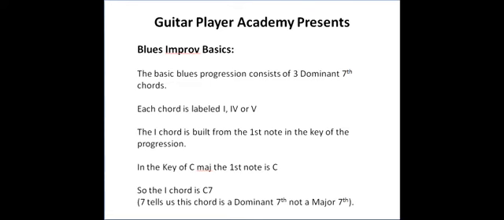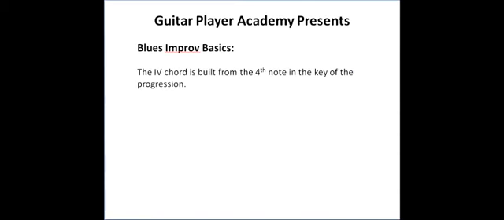All right, and each of these chords are named from their own key. So let's continue with that. The 4 chord is built from the 4th note in the key of the progression. All right, so we were in the key of C, so the 4th note in C is F. That makes the 4 chord an F7, just like we did with the C7. Same thing applied to the F7.